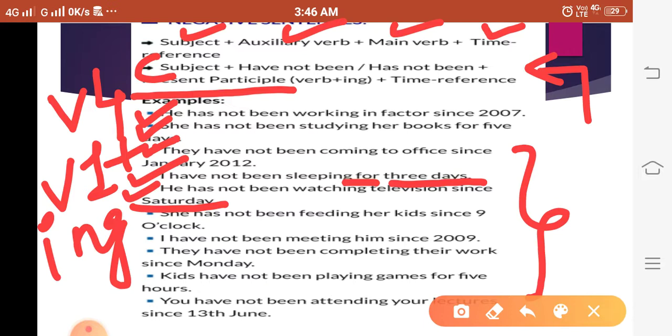Then next, she has not been feeding her kids since 9 o'clock. I have not been meeting him since 2009. They have not been completing their work since Monday. Kids have not been playing games for 5 hours. You have not been attending your lectures since 13 June. I hope the sentence structure and the examples are clear to all of you.